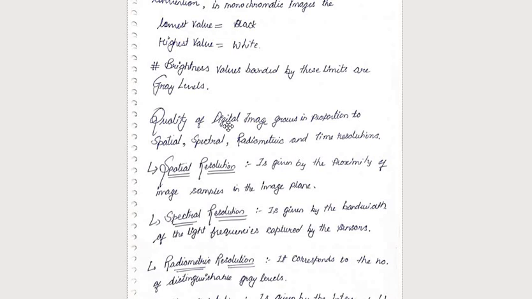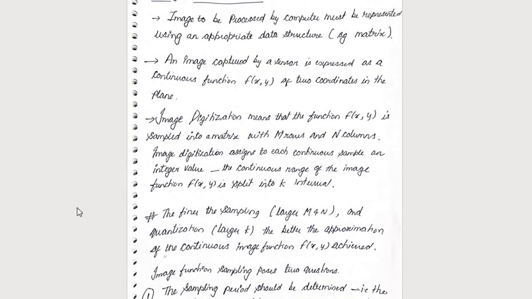The quality of the digital image grows in proportion to the spatial resolution, spectral resolution, radiometric resolution, and time resolution. The quality of the digital image is proportional to the spatial, spectral, radiometric, and time resolution.